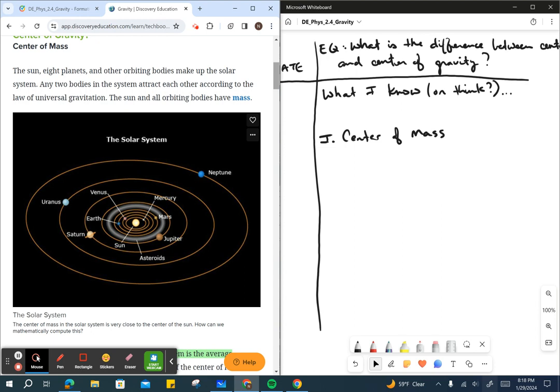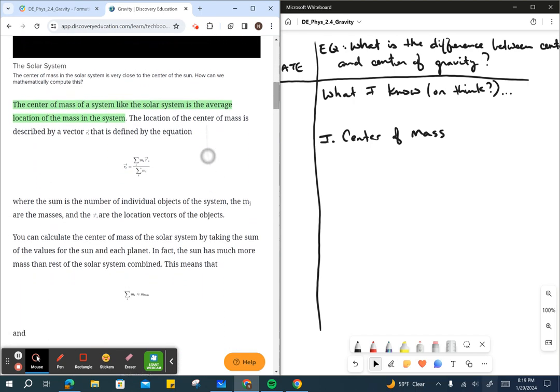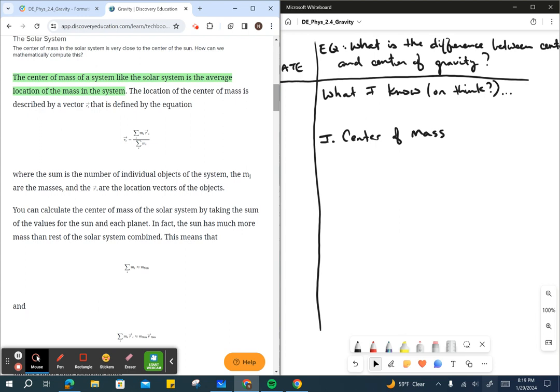Jupiter is very massive. Mercury is not so massive. So when you add up all these different things, and they're all in different locations, mind you, some are to the right of the sun, some are to the left of the sun, and don't forget, the sun is incredibly massive itself. Where is the center of all this mass? That's the question we're trying to address. So the center of mass of a system like the solar system is the average location of the mass in the system. That's very useful.